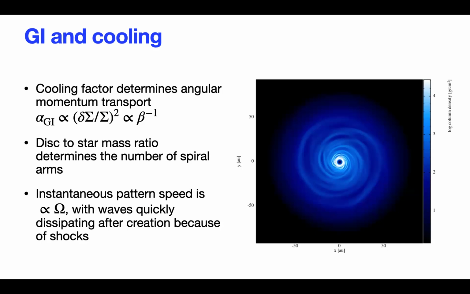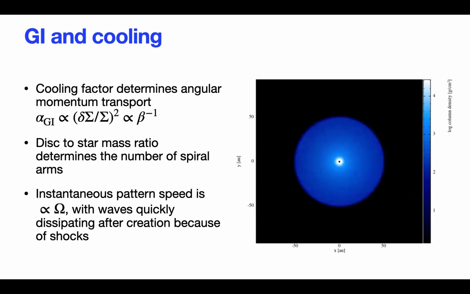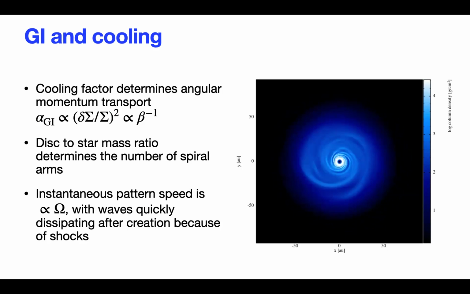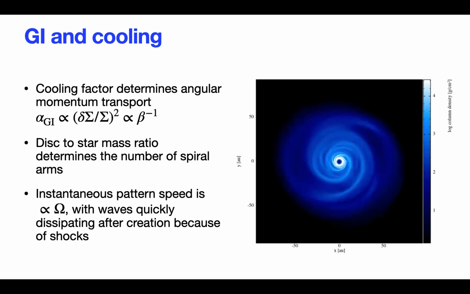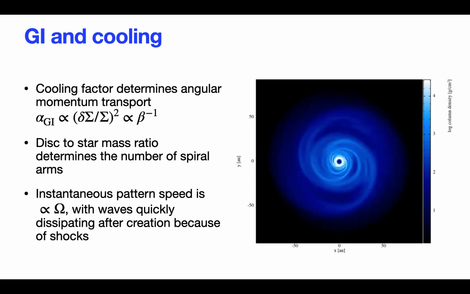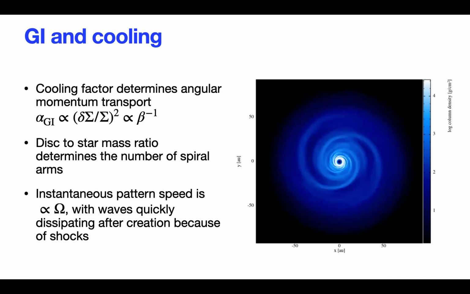And the idea is that when the self-regulated state is reached, the spiral arms can transport angular momentum, and we can describe this transport with an alpha viscosity, and alpha is inversely proportional to beta. And the morphology of the spiral is determined by the disk to star mass ratio. So the more massive the disk is, the lower the number of spiral arms the disk will have.